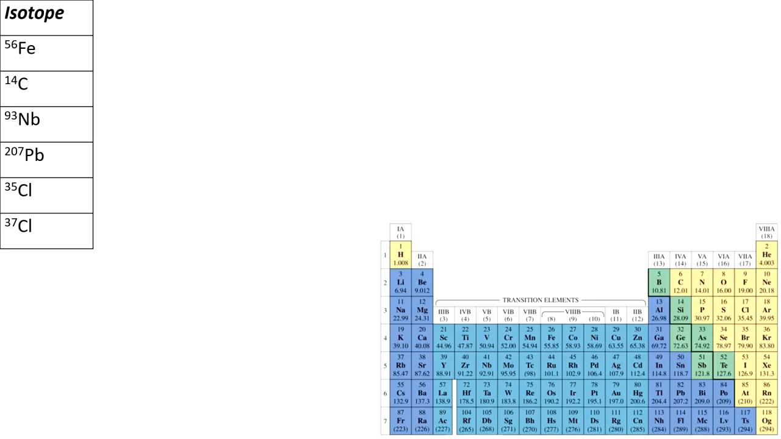So protons plus neutrons equals 56. You've got 26 protons. You can calculate the neutrons. So 56 minus 26 gives you 30. You now have calculated the number of neutrons. So iron 56 has 26 protons, 26 electrons, and 30 neutrons. Now, you should pause the video and do the same for the next 5 examples: carbon 14, natrium 93, lead 207, chlorine 35, and chlorine 37. So stop the video and do the calculation now.